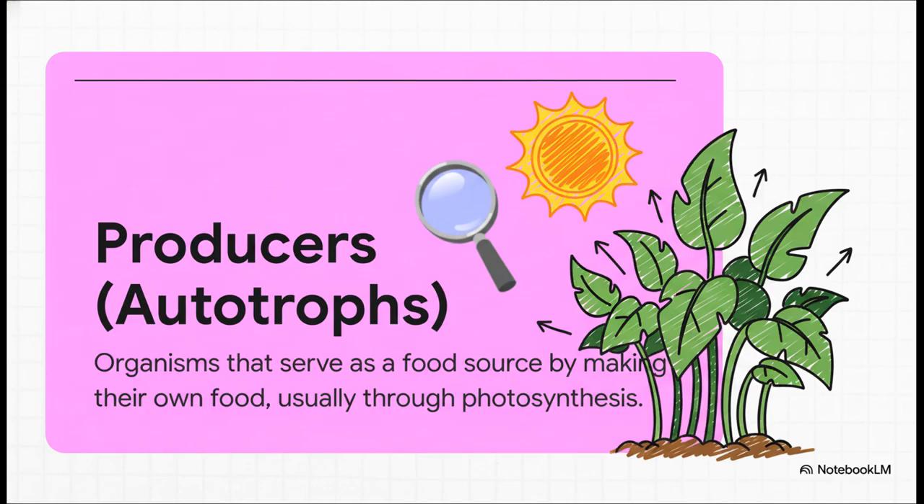First up, we've got the producers. You might also see them called autotrophs. These guys are the absolute foundation of everything. Think plants. They don't have to eat anything else because they literally make their own food using sunlight. They're the ones creating all the starting energy for the entire ecosystem.